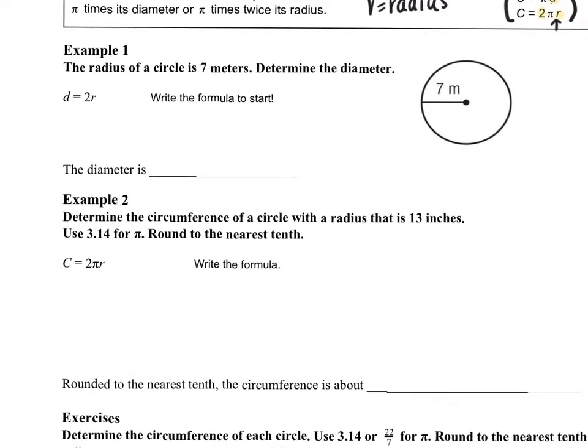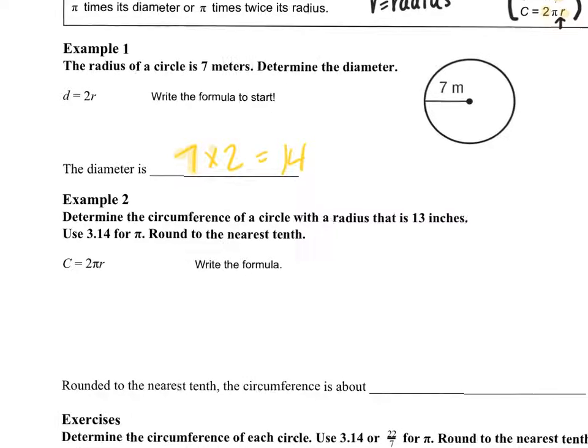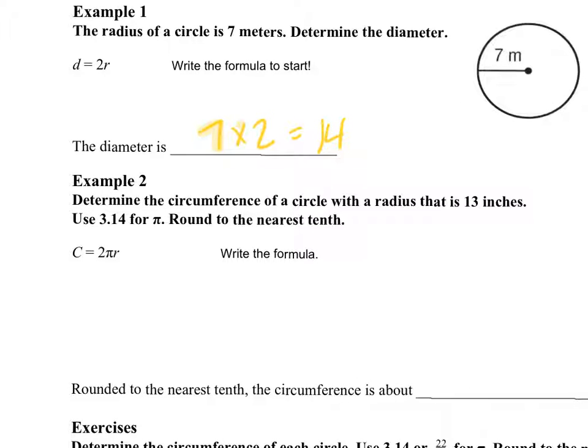So scoot down here just a second. I want you to look at this example 1. The radius of a circle is 7 meters. Determine the diameter. Well, if the radius is 7 meters, the diameter is twice that. So it would be what? 7 times 2, which is 14. So if our radius is 7, our diameter is 14. So if our diameter is 14, our radius would be 7. So we can go back and forth in between the two, right?